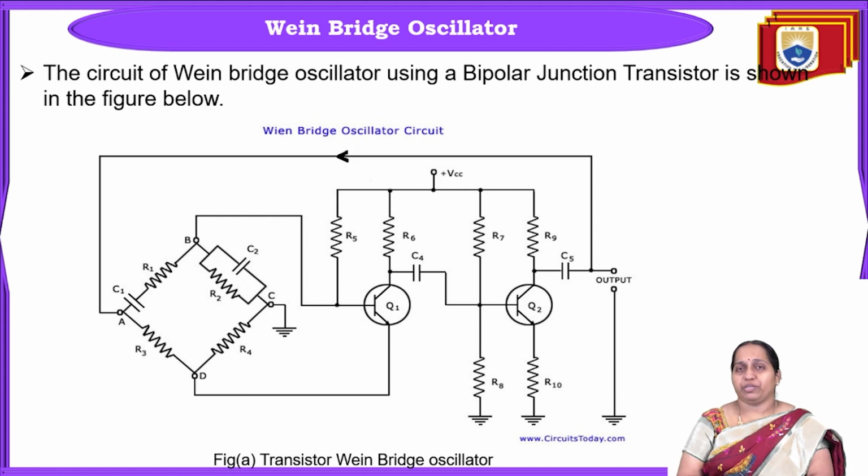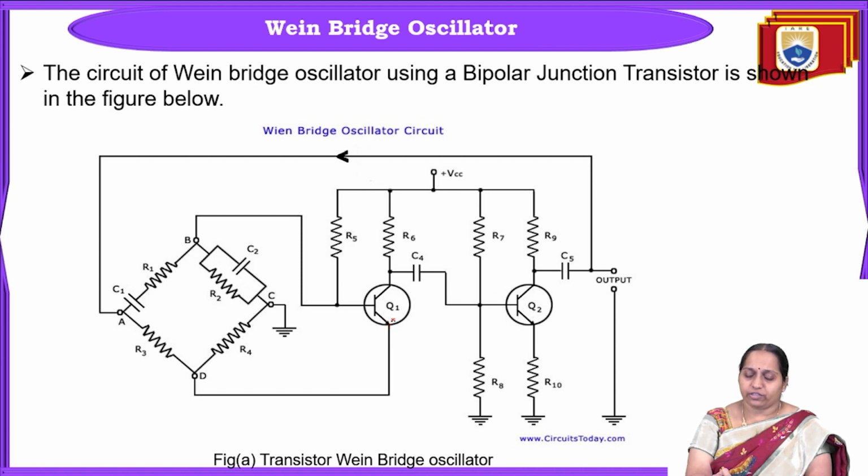Next we shall see the Wien bridge oscillator. As the name itself suggests, here you are using a bridge type of network to provide oscillations. So we are using two-stage amplifiers here.